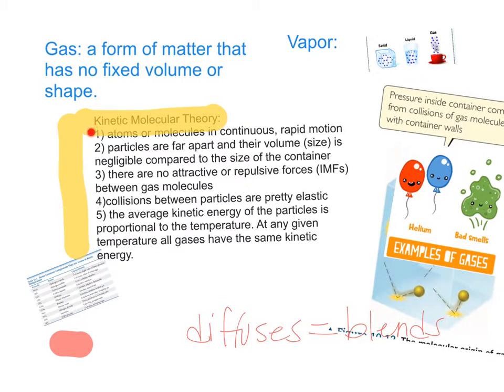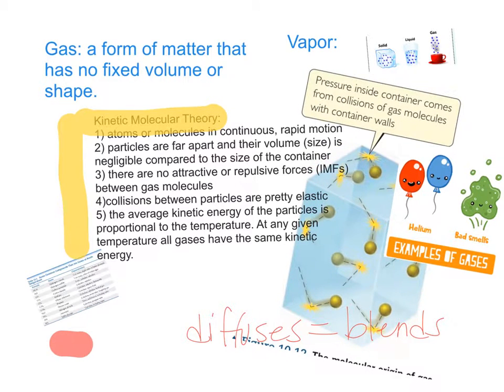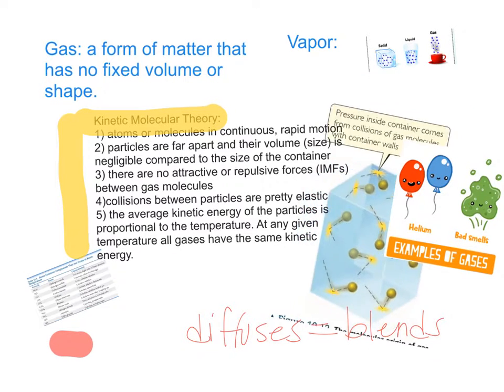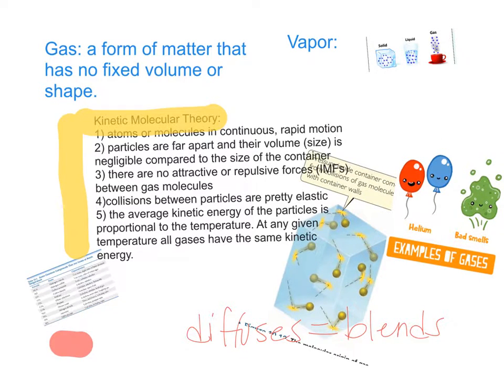The first thing is that atoms or molecules are in continuous rapid motion. And we saw that in this picture. This is supposed to represent atoms being far apart and in continuous motion. The second part of kinetic molecular theory is that the particles, the atoms or molecules, are far apart. And their volume, the actual size of the molecules or atoms, is negligible, is really tiny when you compare it to all this empty space in between them.